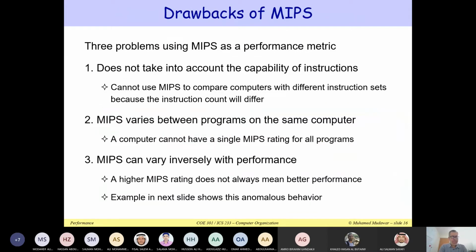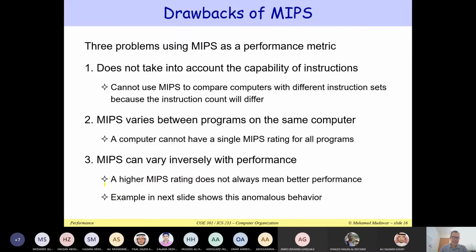Now there are some drawbacks of the MIPS rate. There are 3 problems. People have criticized the MIPS rate; although it's an indicator, there are problems with it. It does not take into account the capability of instructions.